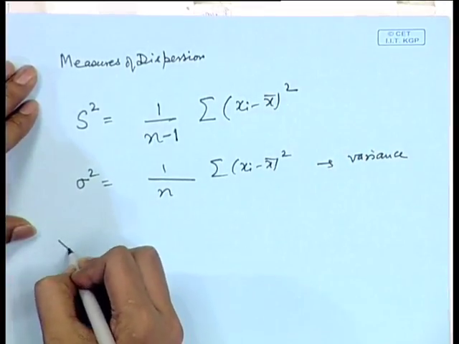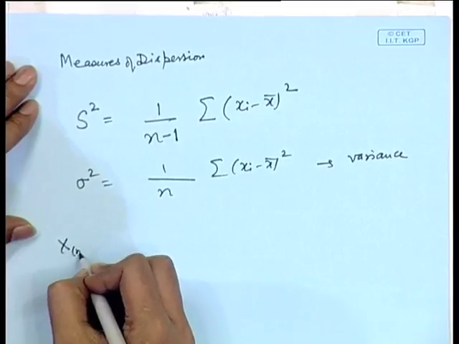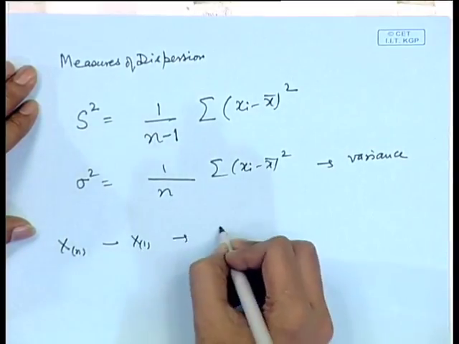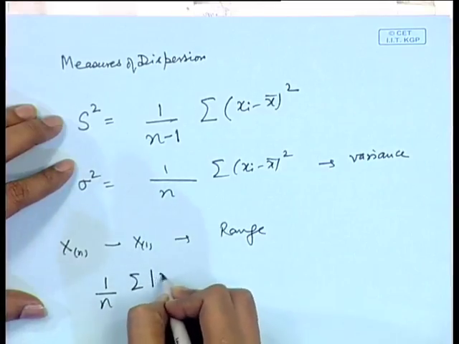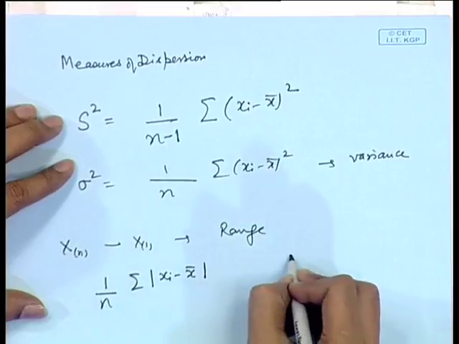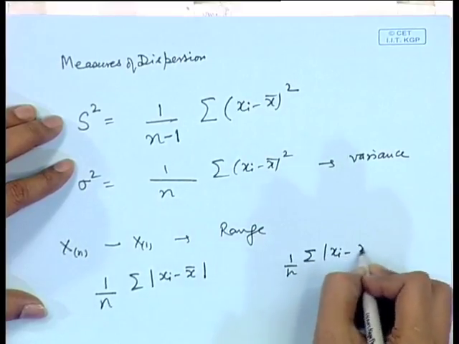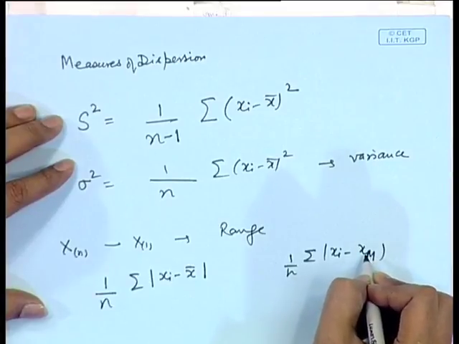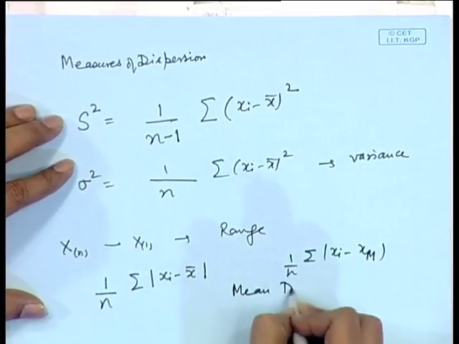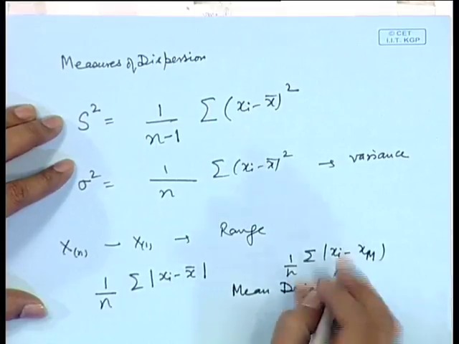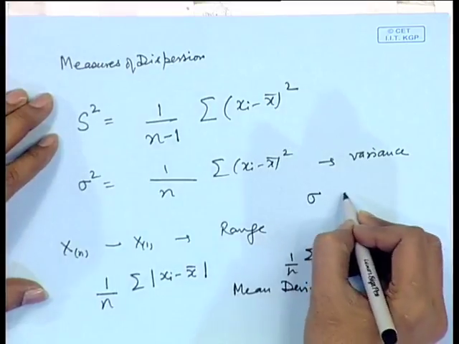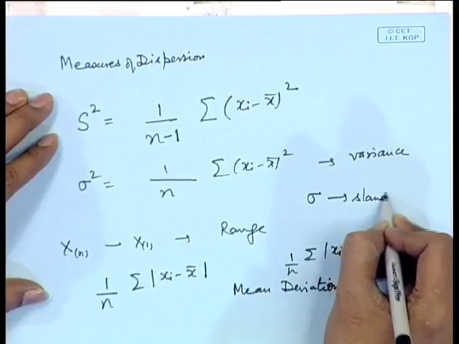Another measure is that if I consider the difference between the largest value and the smallest value, that is called the range, that is the maximum minus the minimum. We may also look at mean deviation, that is 1 by n sigma |x I minus x bar|, or 1 by n sigma |x I minus x m|, where x m is the median. These are called mean deviations. All of these give information about the variability in the data. When we take sigma, that is the square root of the variance, this is known as the standard deviation.